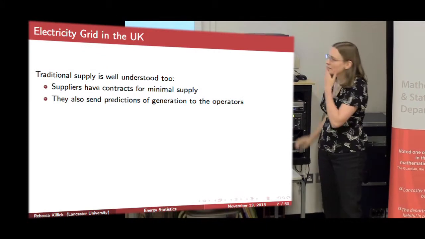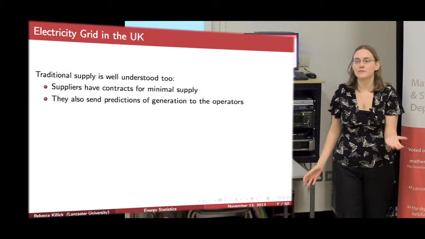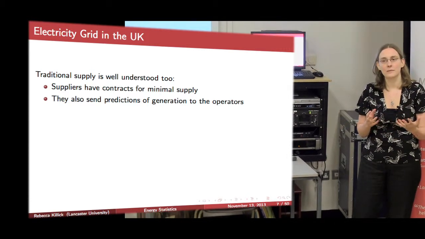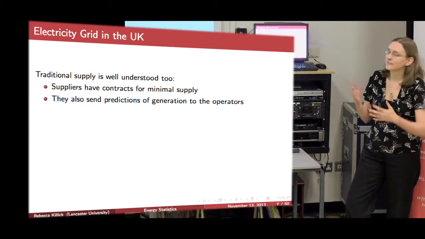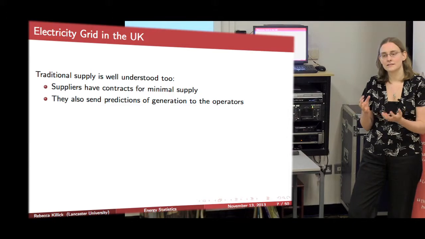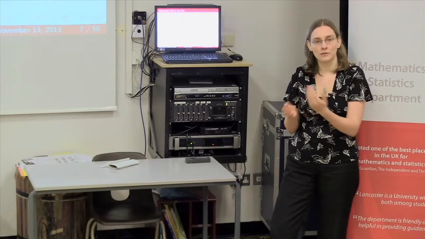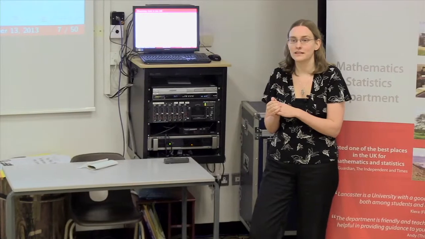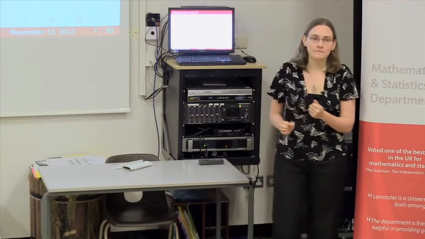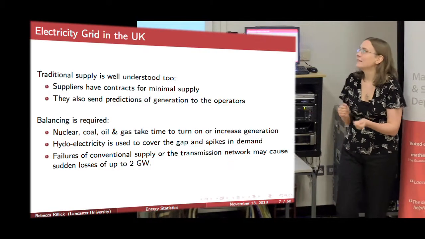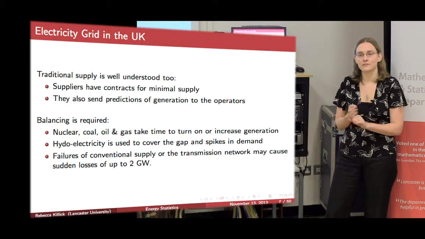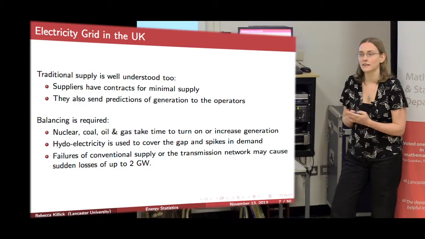On the other side, traditional supply is also quite well understood. There are contracts for minimal supply for each of the power plants, and generally they have to send predictions of what they're going to generate when. So it's quite easy to see on a minute by minute basis what the supply is going to look like in the UK. The problem is, if something happens that's not predicted, it does take time to change the amount of supply that we're getting from the traditional plants, the nuclear, the coal and the gas.